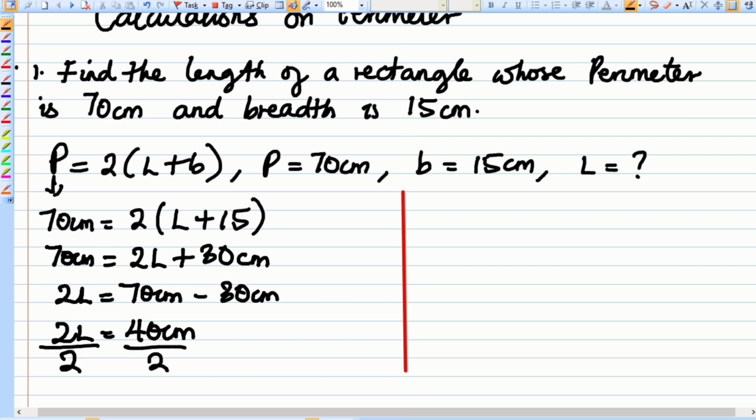So to get L, we divide both sides by the coefficient, which is 2. So we divide both sides by 2. So 2 will cancel 2 there. So we have L, which is the length, as 20 cm. 40 divided by 2 is 20 cm. So the length of this rectangle is 20 cm.